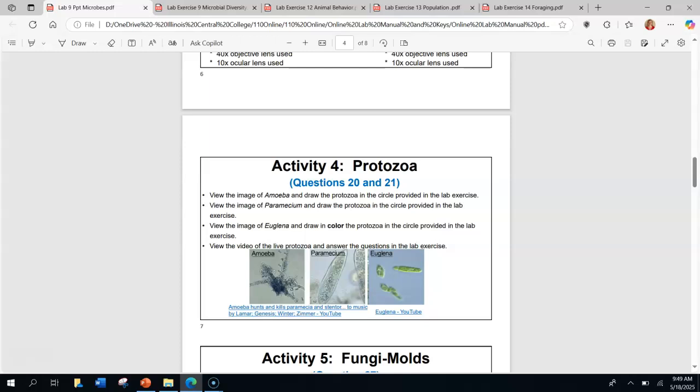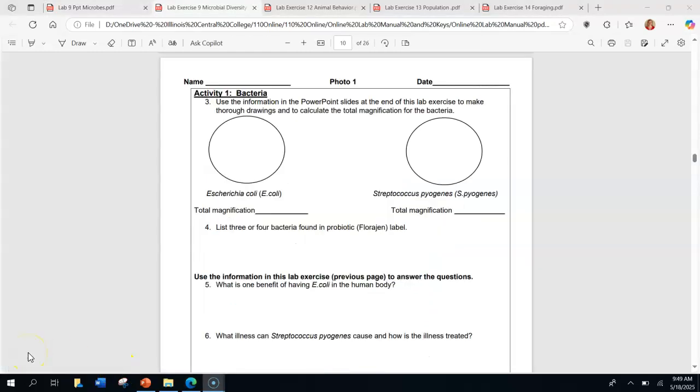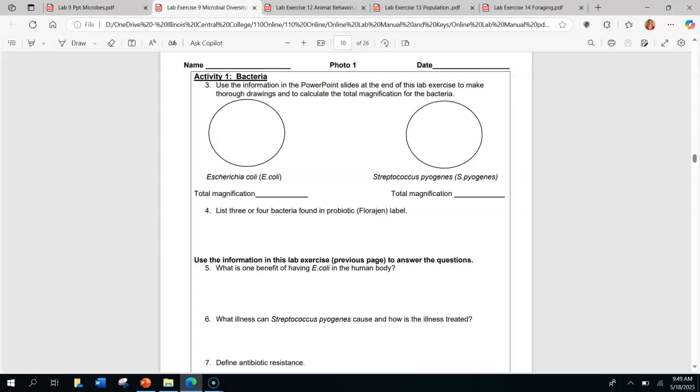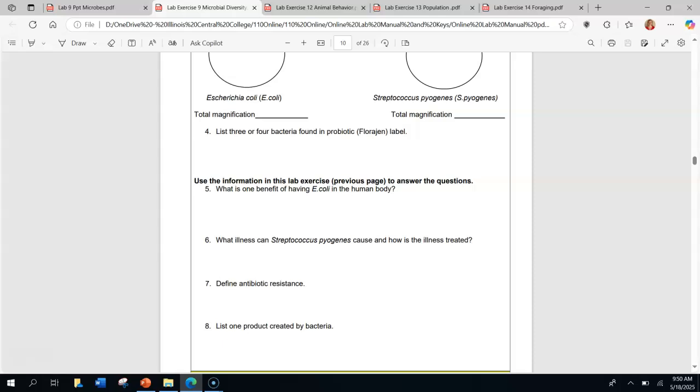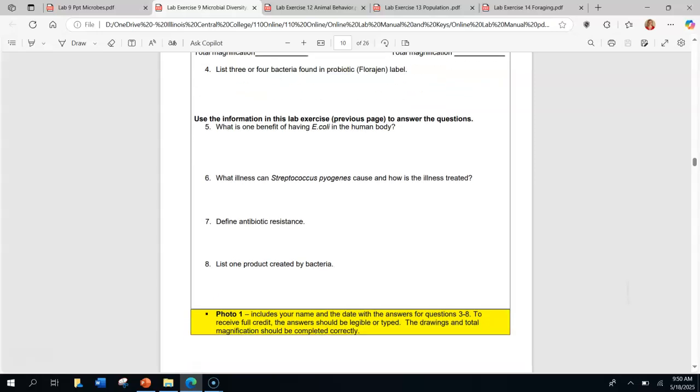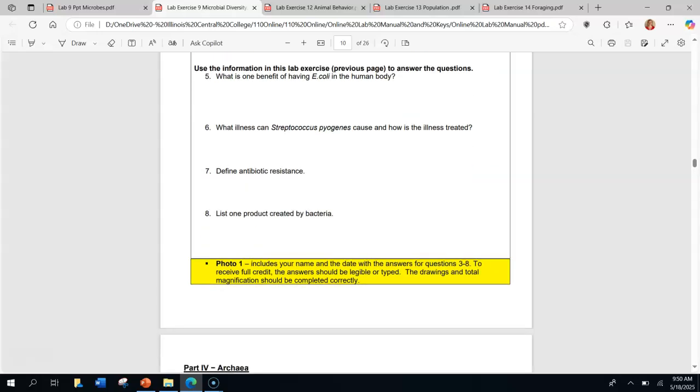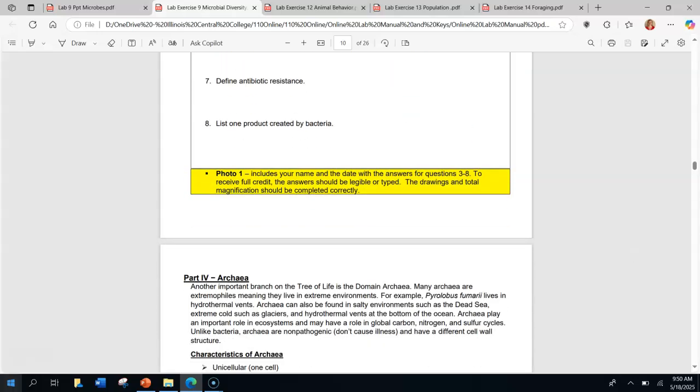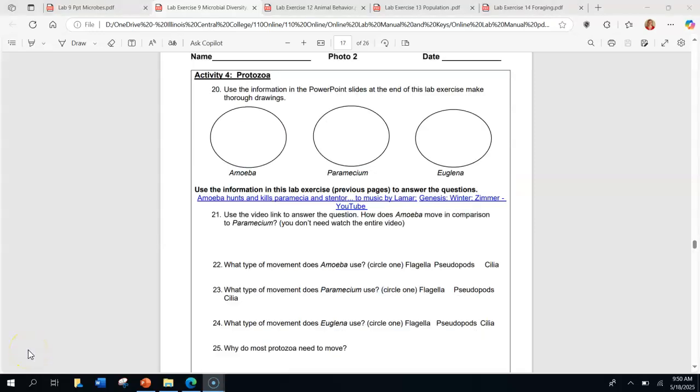So these are the slides, and you can even view some animations using YouTube you're going to use to complete the lab. So now we're back in the lab exercise. You're going to draw E. coli, you're going to draw Streptococcus pyogenes, and you're going to put down the total magnification. You're going to fill in the 3 or 4 bacteria found on the label for the probiotic, and you're going to answer the questions. The answers to the questions are going to be found within the lab exercise or lab manual. This is photo 1. You're going to continue to do that for the remaining microbes, including algae and protozoa.